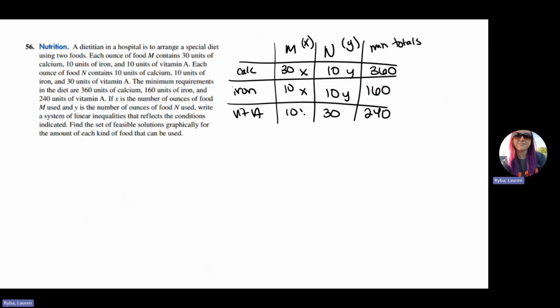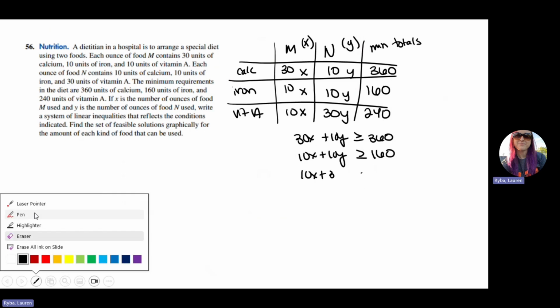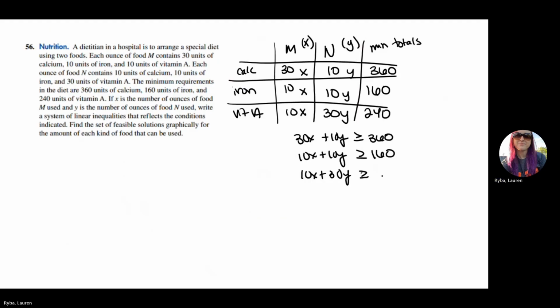So x, y, all the way down, we have our equations. So 30x plus 10y is now greater than or equal to 360. 10x plus 10y greater than or equal to 160. And 10x plus 30y is greater than or equal to 240.